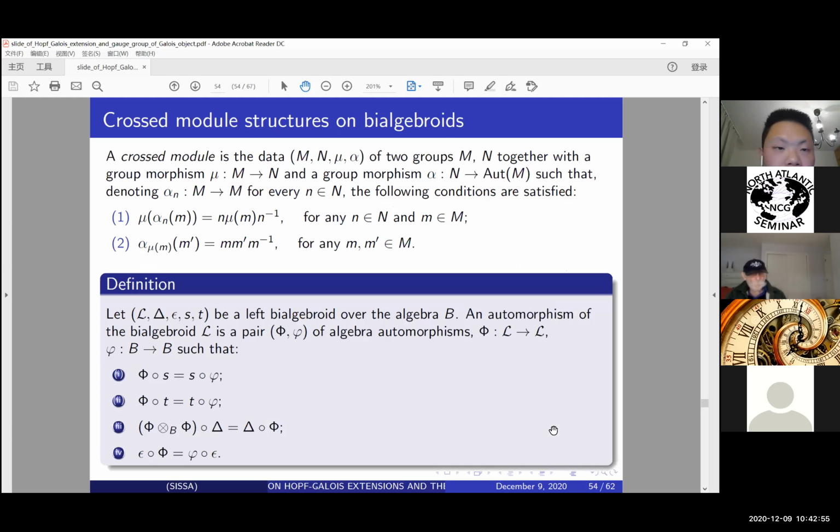Now I will construct a crossed module in terms of the group of bisections and the group of automorphisms. First, recall that a crossed module consists of the data of two groups and two group morphisms, from M to N and from N to the automorphisms of M, such that they satisfy the Peiffer condition. In the story of bialgebroids, we first define the automorphism of a bialgebroid as a pair of algebra maps, where capital phi from L to L is an algebra automorphism, and small phi is also an algebra automorphism.